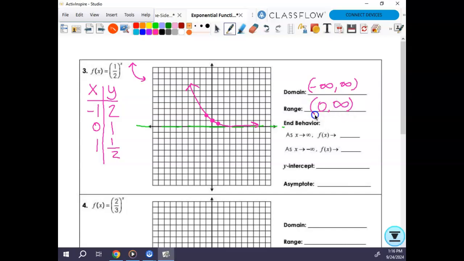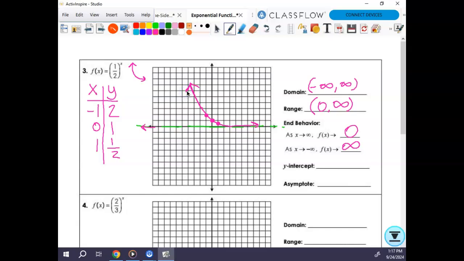Yep. Now the end behavior is going to change up a little bit. As x is approaching infinity, what is y approaching? 0. As x is getting bigger and bigger and bigger, the function's approaching the asymptote, right? Which makes that 0. As x is getting smaller and smaller and smaller, we're going to the left. As x approaches negative infinity, the y value is approaching infinity.